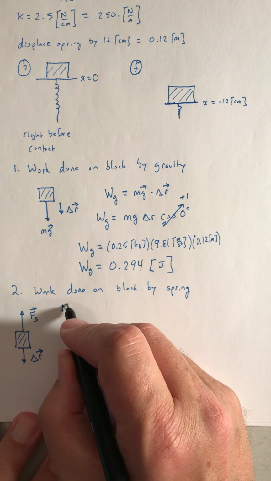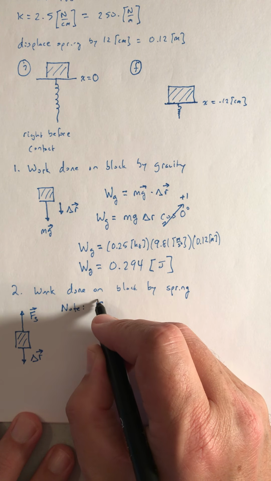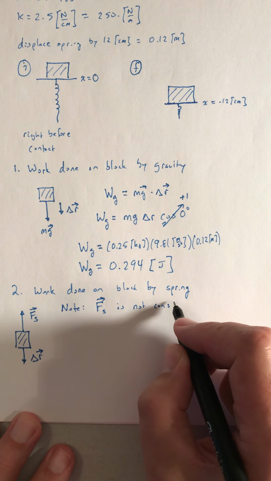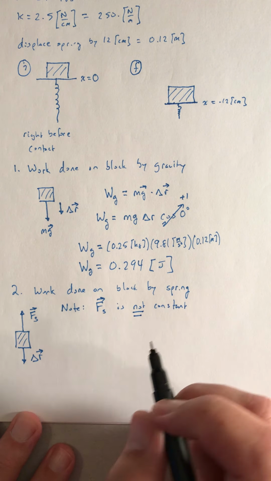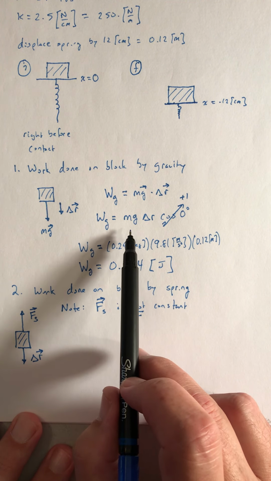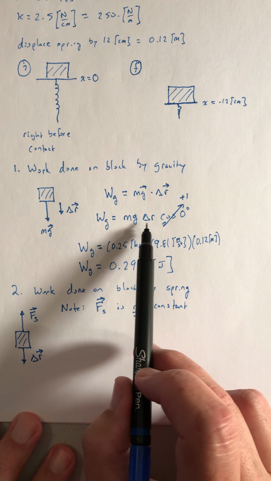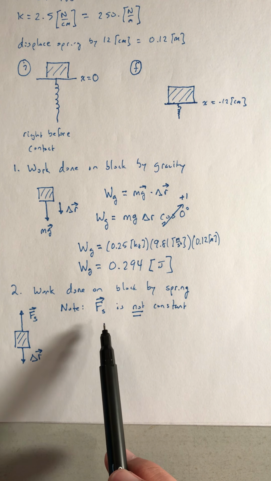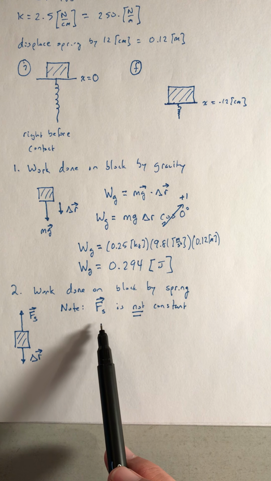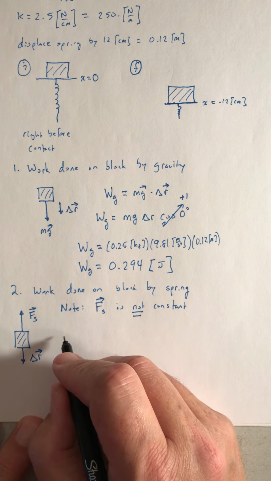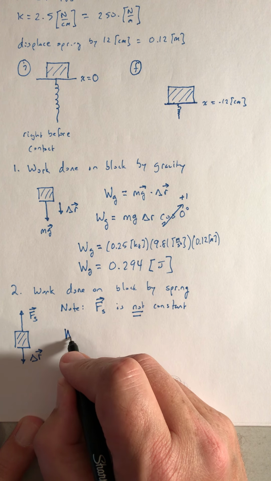So the force from the spring is not constant. With the force of gravity, since the force of gravity on the block was constant, the displacement was just some value, we could just multiply them together. And we can't do that here because the force exerted by the spring depends upon what the displacement is. What we can do is go back to our definition for work and potential energy.